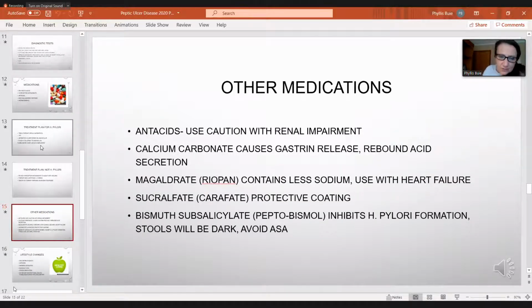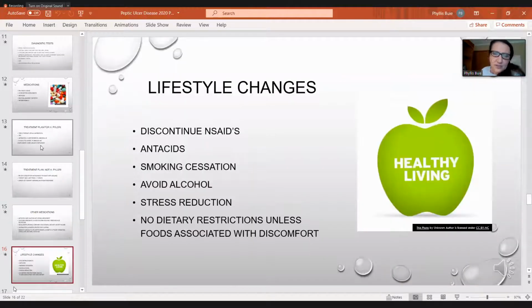So we've already talked a little bit about the other medications and why we would use those. So we're not going to spend any more time on that. What type of lifestyle changes do you think would be in order for these patients? Change your diet. Okay.